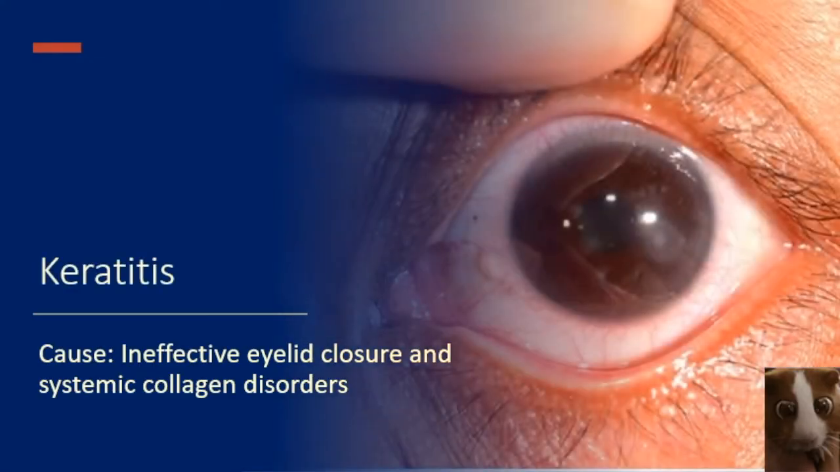Next, we have your keratitis. When I talk about keratitis, you should remember your cornea, that clear part that covers both the iris and the pupil. In this case, keratitis can be caused by an infection or injury to the eye. This is also a common condition. The causes are ineffective eyelid closure and systemic collagen disorders.